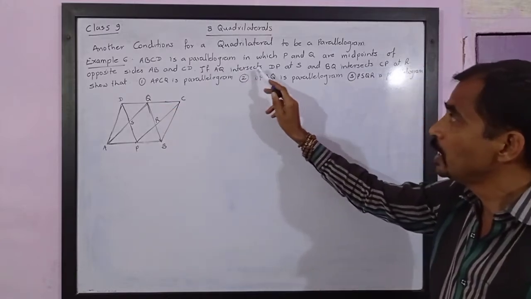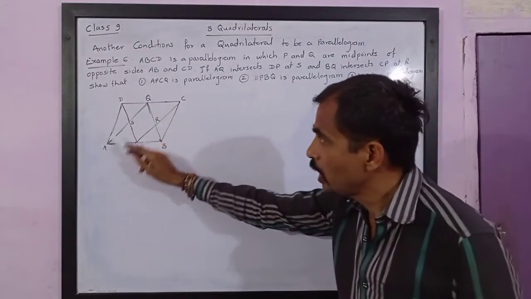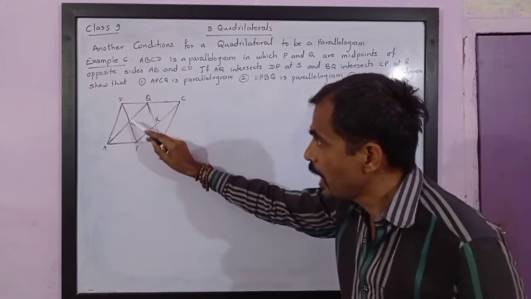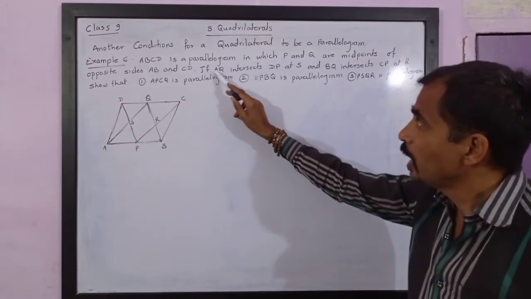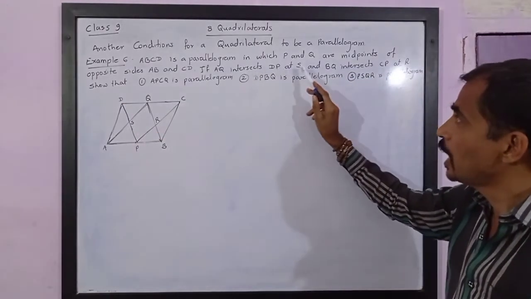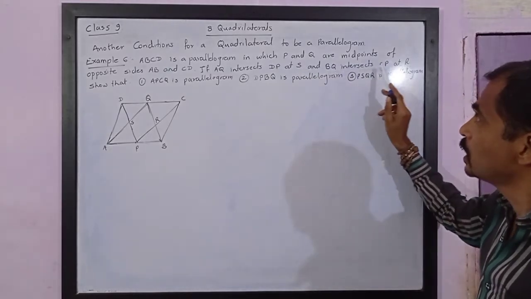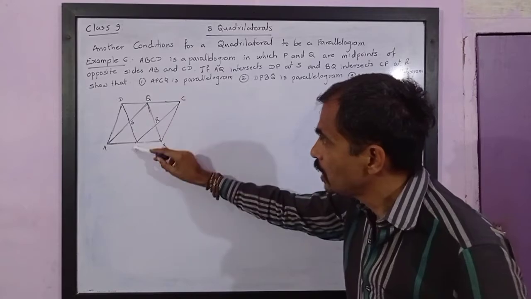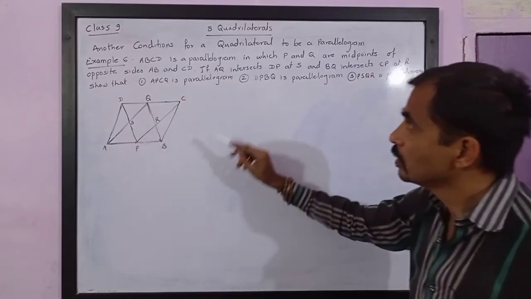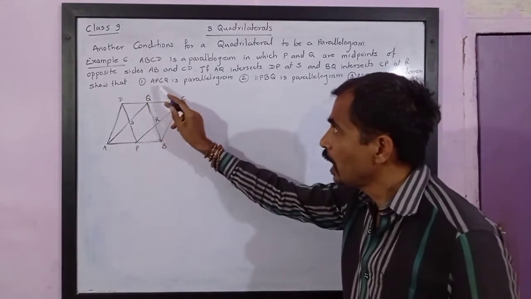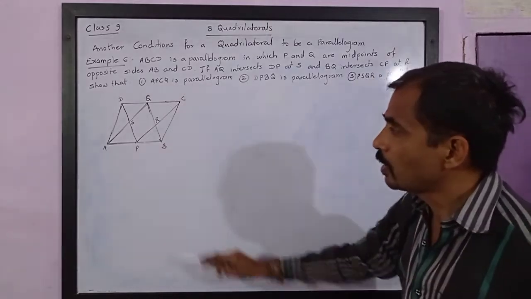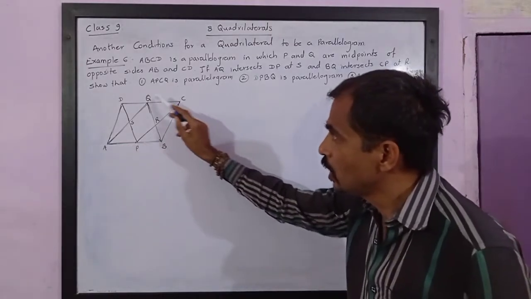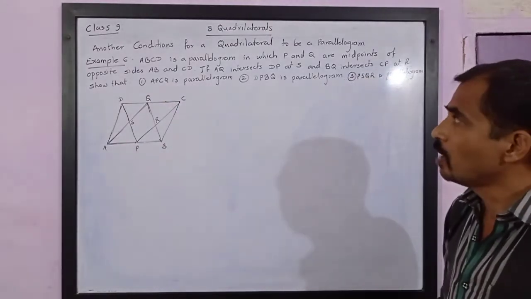If AQ intersects DP at point S, and BQ intersects CP at point R, we have to show that APCQ is a parallelogram.